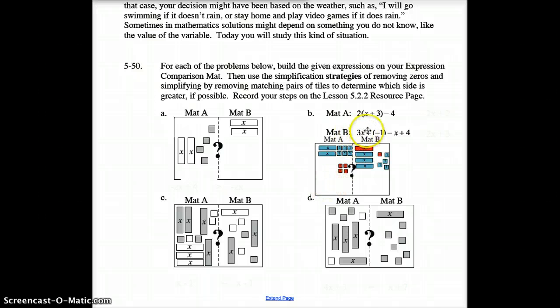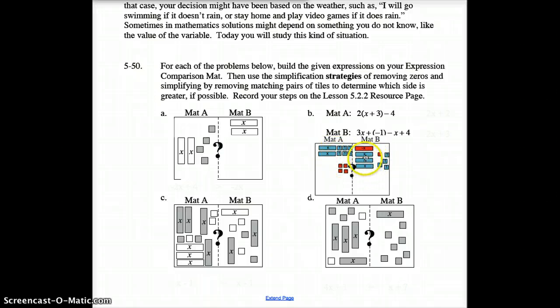On mat B, I've got three positive x's, so 1, 2, 3, right there, plus a negative 1, so that negative 1 is right here. I've got a minus x or negative x right here, and I've got plus 4, which is my 1, 2, 3, 4. So as we go through and we simplify this, these four negatives on the left side will cancel 4 of the negatives over here, leaving me with 2x plus 2.